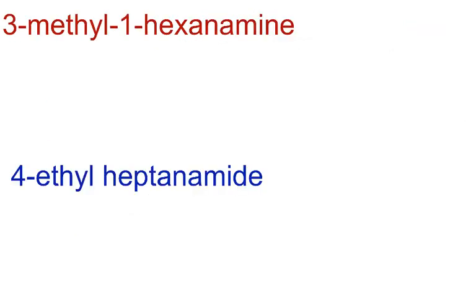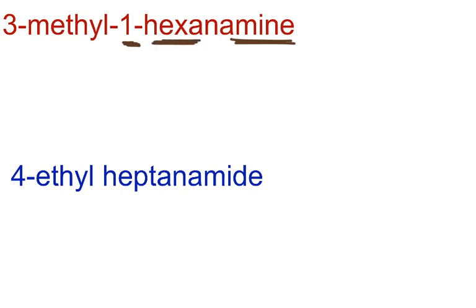Okay, we move on. Now you guys can pause the video and try and draw the structures for these, and we'll see how we do. Alrighty, we have 3-methyl-1-hexanamine. Alright, so it's an amine, right? So we know we have NH2 someplace. And we notice that 1 represents a location, so we have an amine group at carbon number 1.